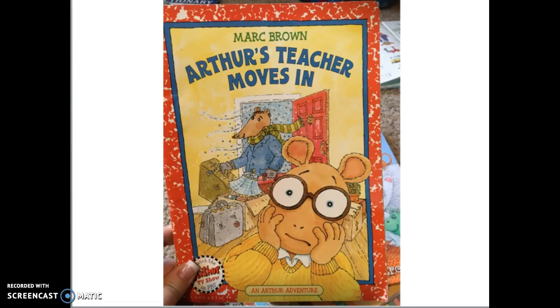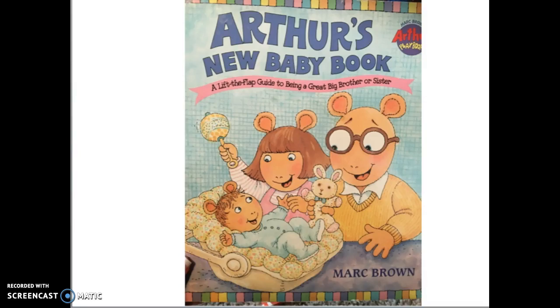Mark Brown is the final illustrator I was going to talk about today. I particularly love his artwork. It has this cartoon feel to it, a lot of color, but he likes to outline everything in black. And he's famous for his Arthur books and TV show. So here's another Arthur book.